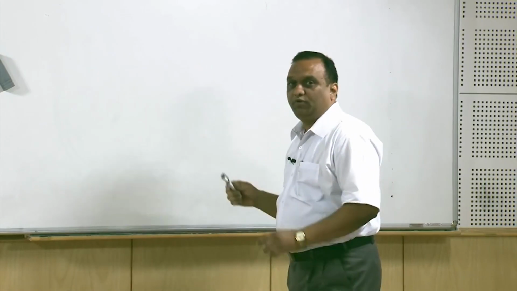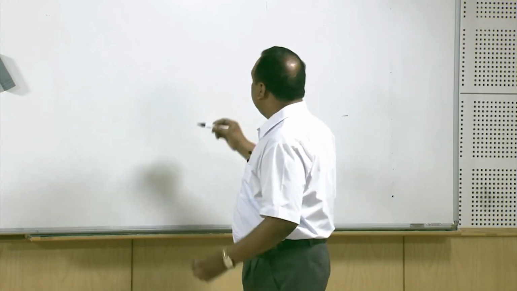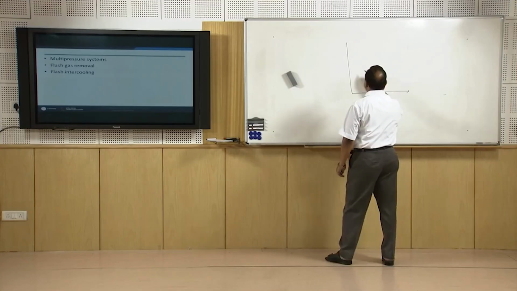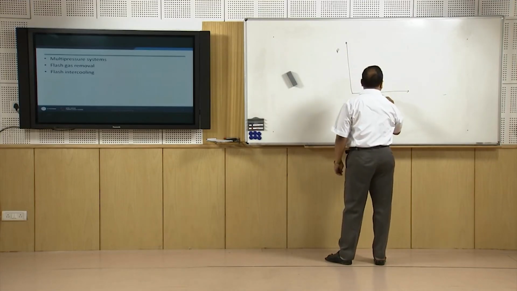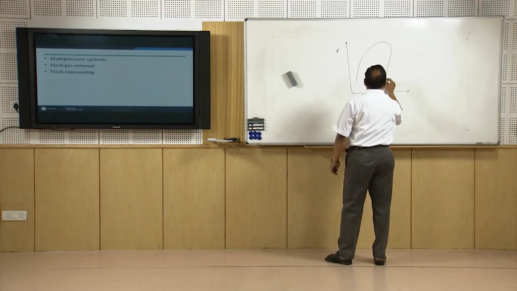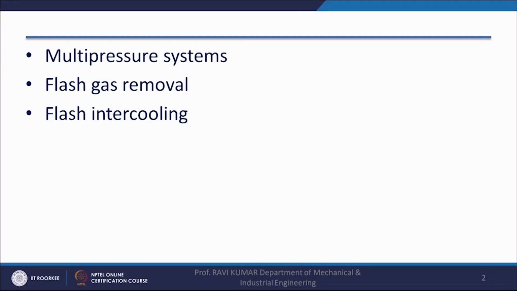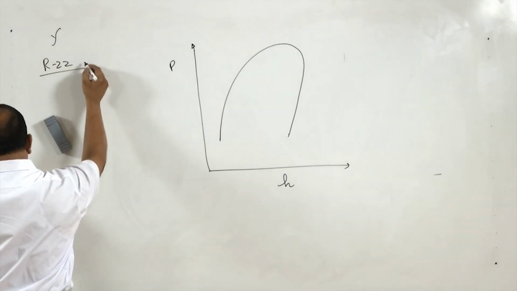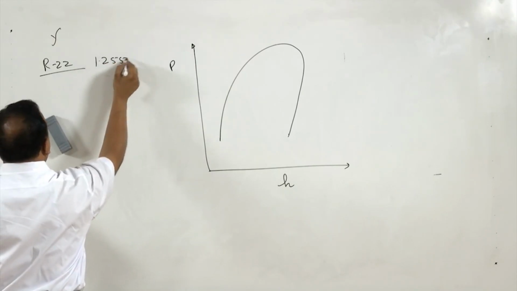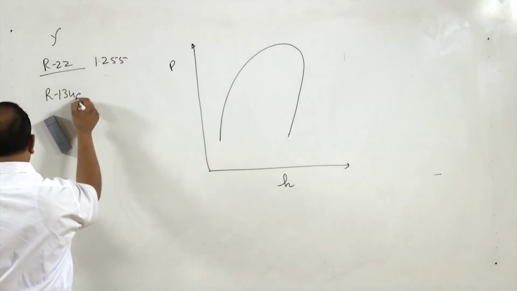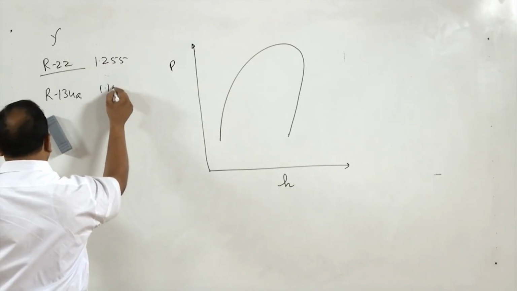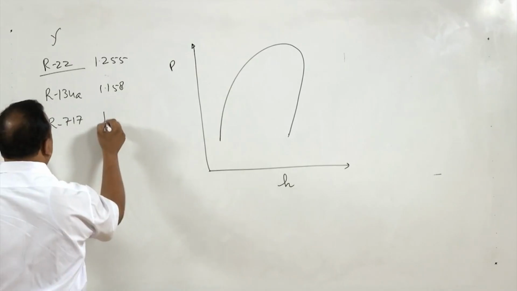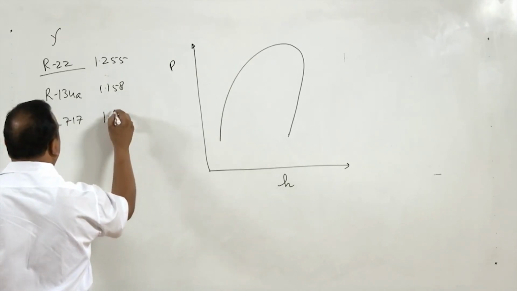And in the case of ammonia, why did I say in the case of ammonia? Because of what happens if we look at the pressure enthalpy diagram for any gas. The value of gamma for R22 is 1.255, for R134A it is 1.158, for R717 it is 1.363.